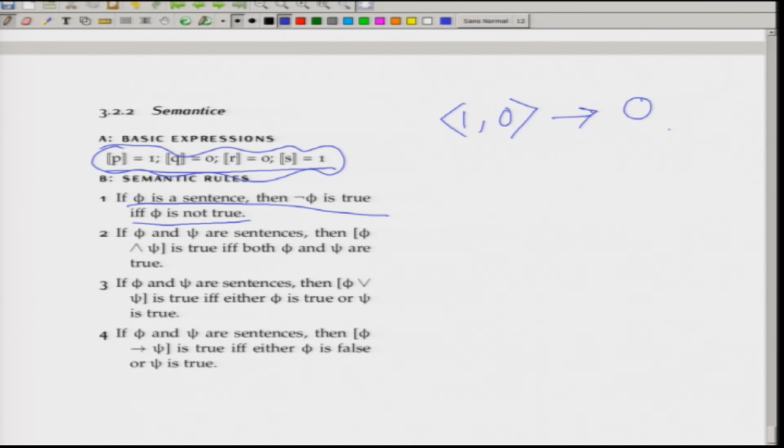Maybe we consider this in the next session, and then we start predicate calculus in the next session.